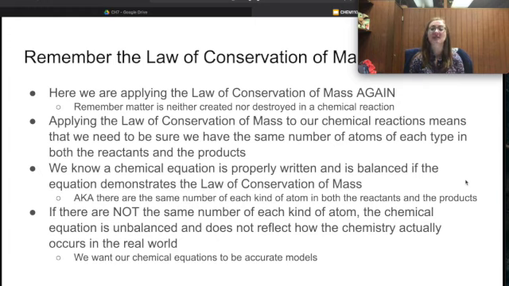Again, that would mean we have the same number of each kind of atom in the reactants and in the products. If there are not the same number of each kind of atom, the chemical equation is unbalanced, and again, it does not actually reflect how chemistry is happening in the real world. And we want our chemical equations to be accurate models to the best of our abilities. So let's gain those skills on thinking about balancing chemical equations.